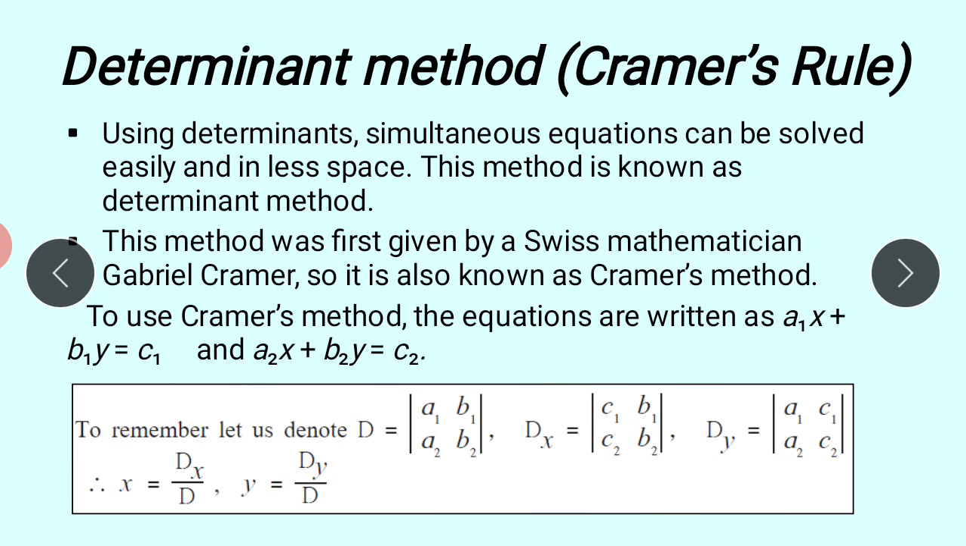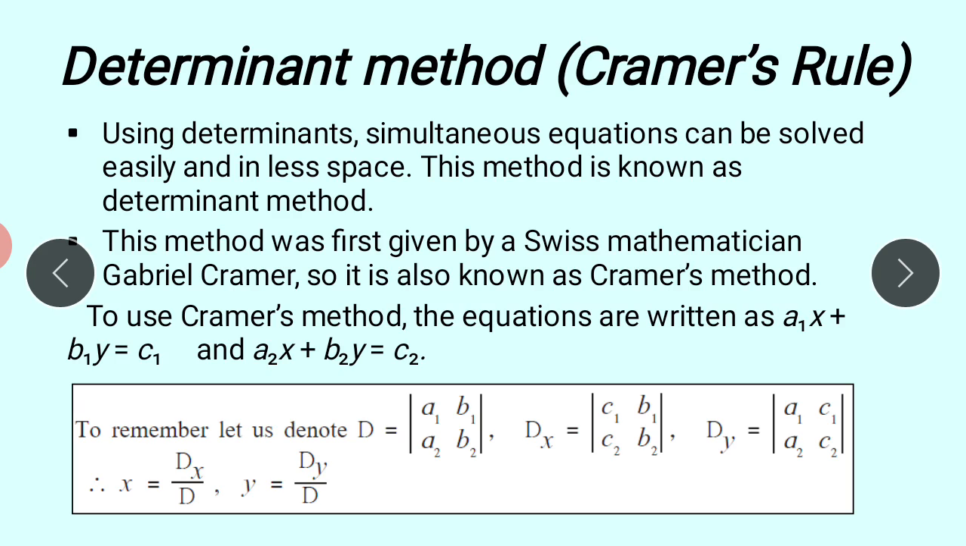See here. Determinant method or Cramer's rule. Using determinants, simultaneous equations can be solved easily in less space, and this method is known as the determinant method. This method was first given by Swiss mathematician Gabriel Cramer, and so it is also known as Cramer's method. Then how to use this Cramer's method?